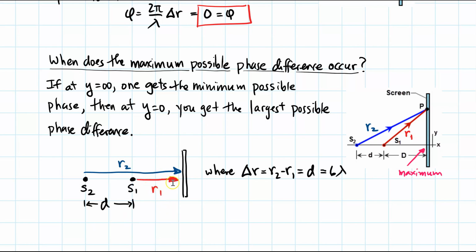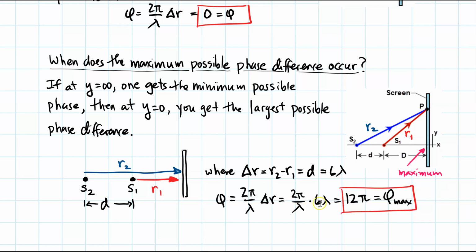So I have R1 in red, R2 in blue. The path difference is little d, so that's 6 lambda. So calculating the phase is going to be 2 pi divided by lambda times delta R. After plugging in delta R, the maximum phase is 12 pi. 12 pi means that I'm going to have constructive interference at y equal to 0.